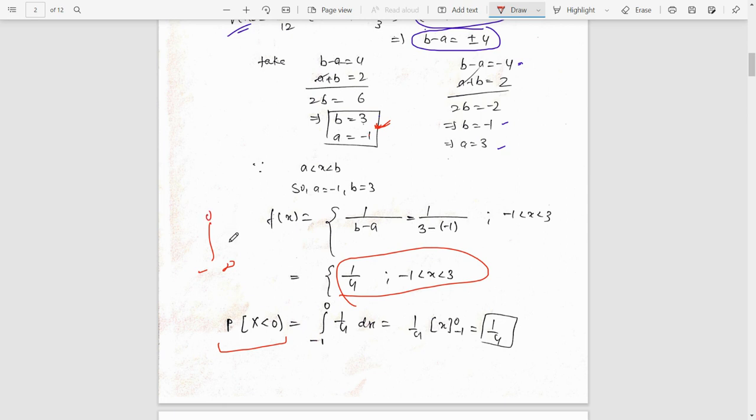But we know, in this particular case, we have our distribution defined from minus 1 to 3. So obviously we need to find it from minus 1 to 0, and we just integrate it, simple integration, and in this particular case it is 1 by 4. So this is how you deal with this particular uniform distribution.